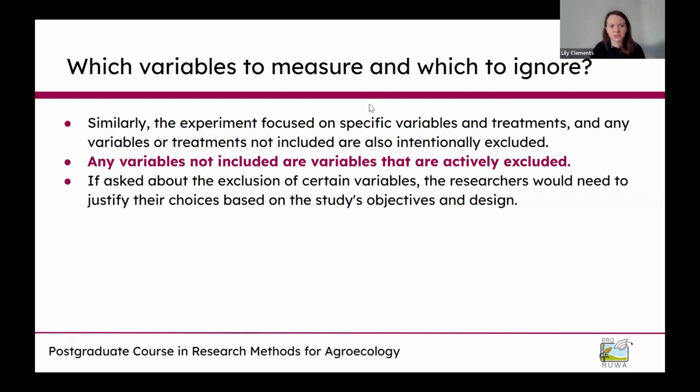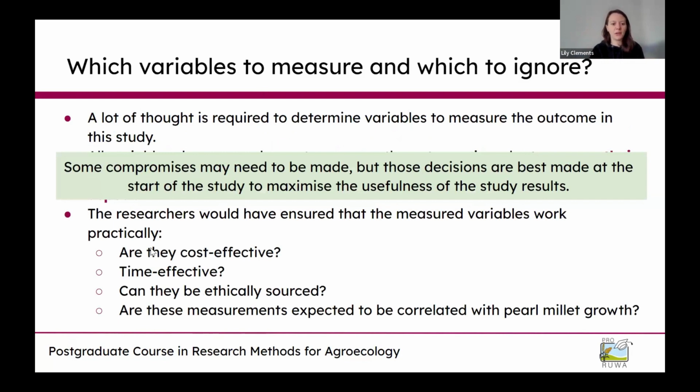If the researchers were asked about the exclusion of certain variables, they would need to be able to justify their choices based on the study's objectives and design. For example, why didn't they measure the height of their yield? Well, they might justify that by saying it wasn't time effective. They might also say it's not really cost effective to have people out there measuring the heights, when actually the 4 data types that we have chosen are more relevant.